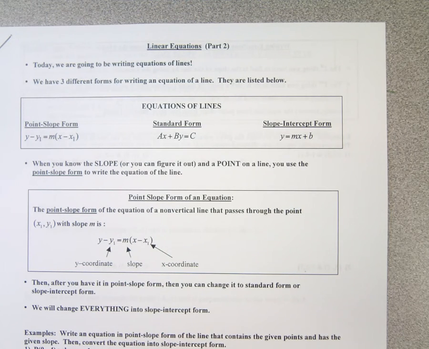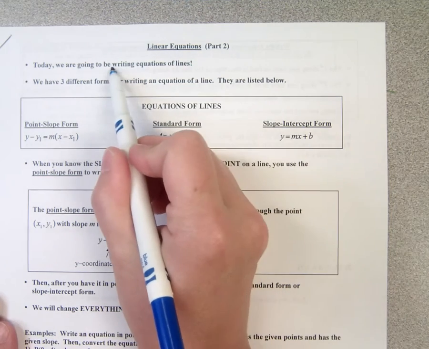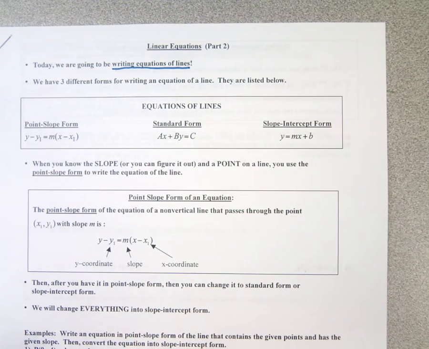Okay, today we are going to review writing equations of lines. So this is also an Algebra 1 topic. But sometimes students don't do as well with this one as they do with the linear equations part 1 material that we went over with the other day.